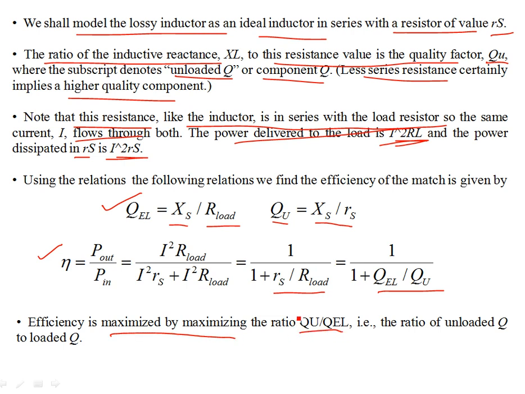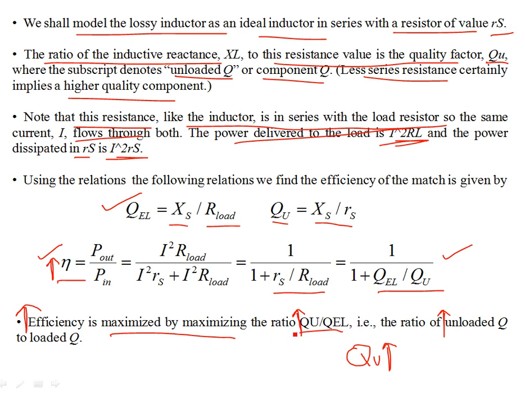That is, if you have to maximize this ratio to maximize the efficiency, then that implies you need to have a very high unloaded Q. I mean, you need to have QU to be high. This has to increase. So if this increases, the efficiency of the matching network increases. So the only way to increase the efficiency is to have very high component Qs, or lossless LC components in the matching network.